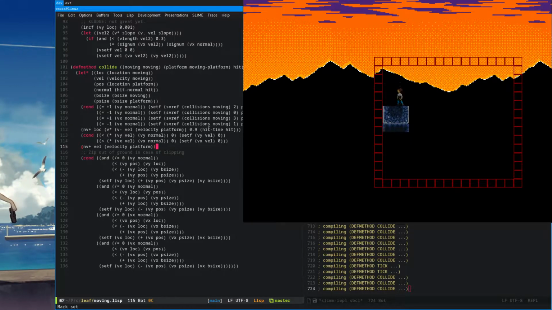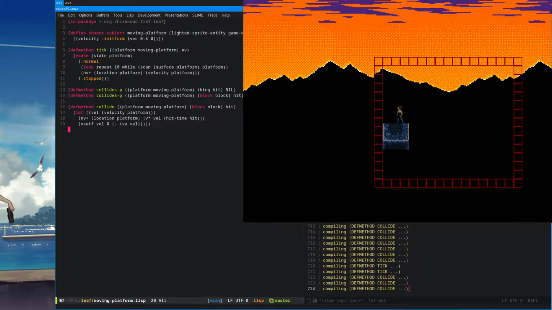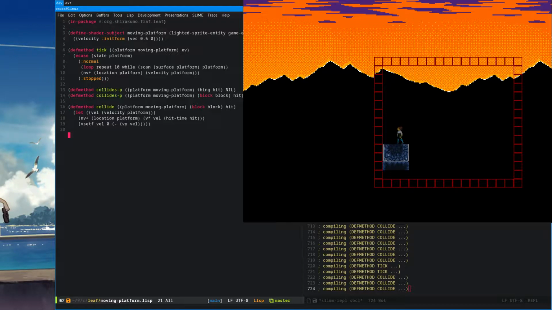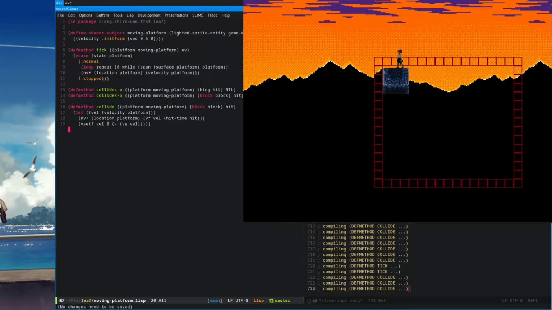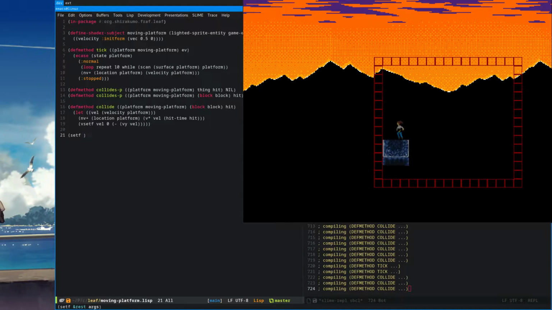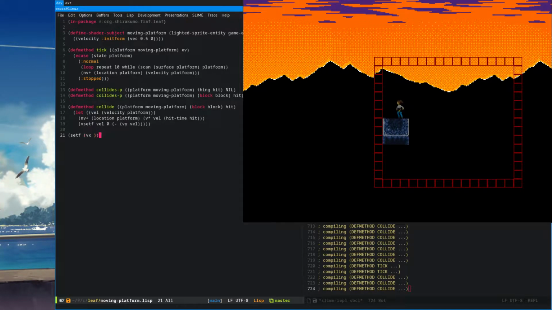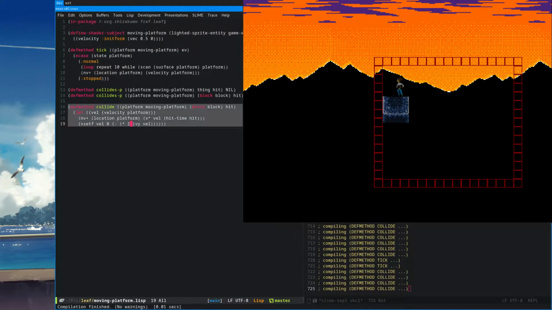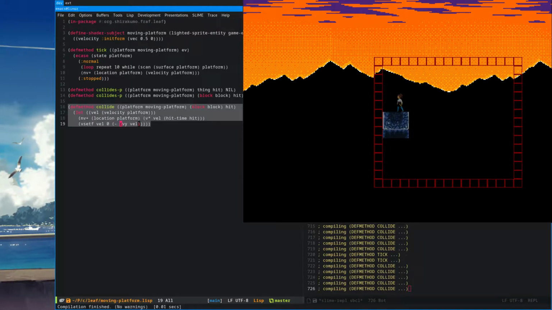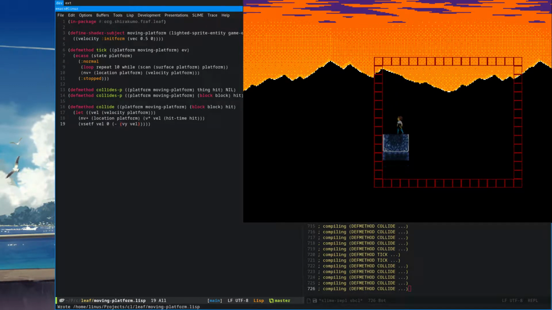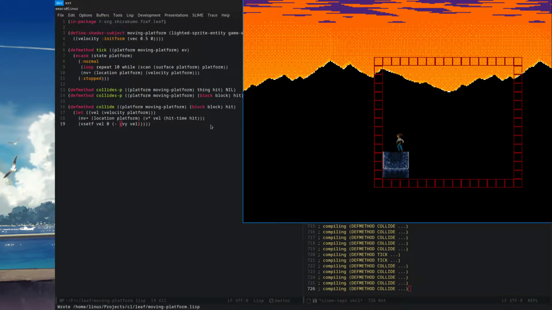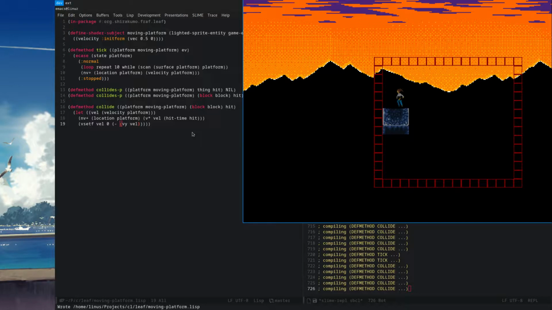So if I make this faster, it should get worse. So if I change... I didn't give it a name. God damn it. I guess I can just do it like this. Yeah, that's worse. Okay. So for some reason, moving it alongside the platform is not good enough.